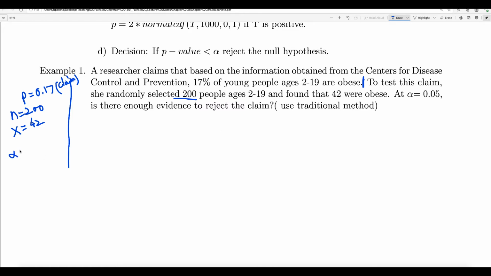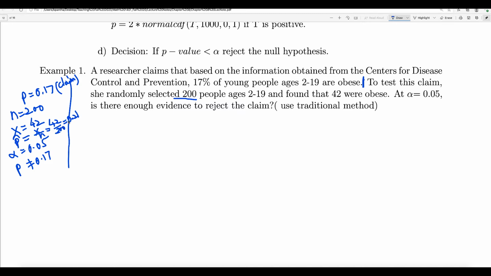So what is alpha? Alpha is 0.05. And then it says, is there enough evidence to reject the claim? It doesn't say less than or greater than here, meaning it is the two-tailed test, right? So what will be the H1? P not equals to 0.17. That will be the two-tailed test. But what is P hat? Because the formula needs P hat. P hat is the sample proportion. The formula is X over N. That is P hat. So X is 42 divided by N is 200, right? Isn't that 0.21? That is 21%.